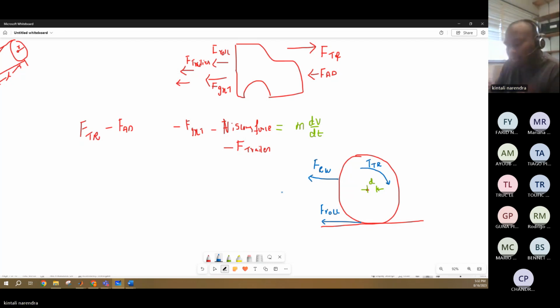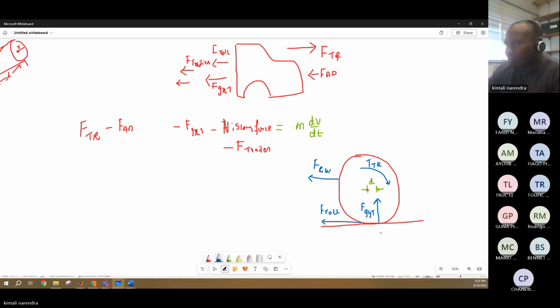Now, on this wheel also, because of the mass of the wheel, there is something called FGYT acting upon the wheel. These are the forces which will be acting on your wheel when you consider a wheel in general. Now let's write down the equations for the forces and for the torque developed in the wheel.